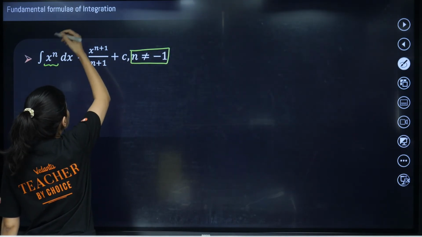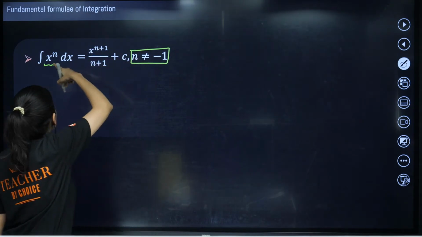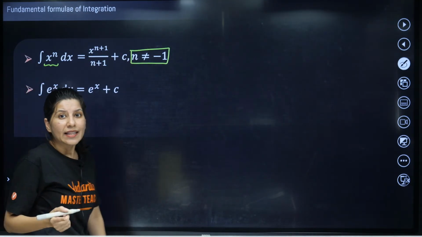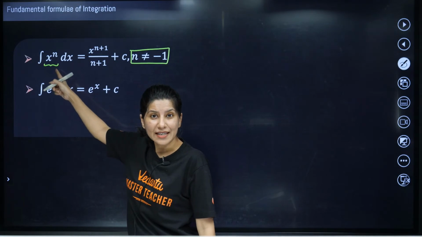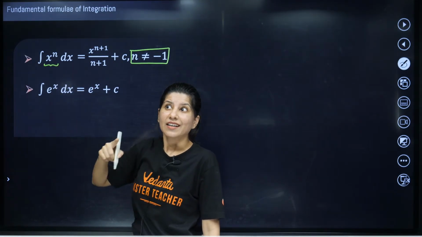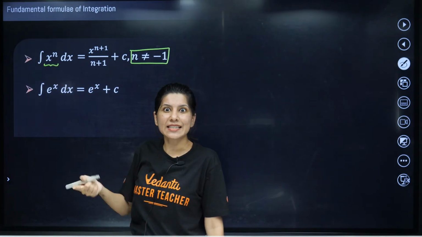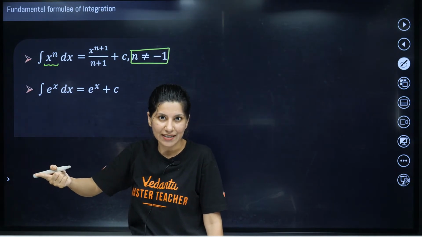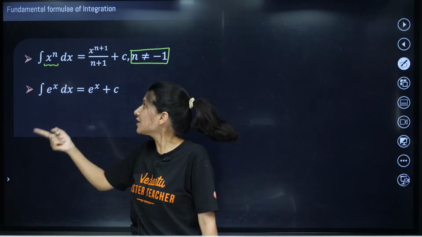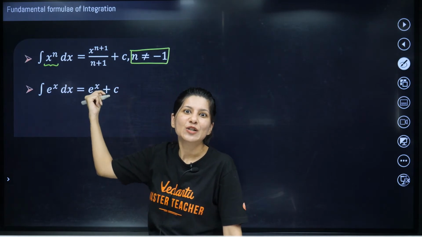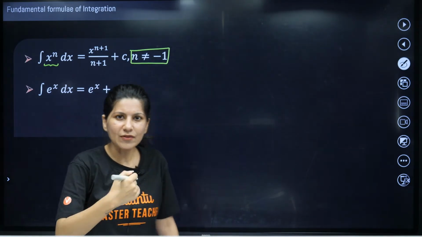Because if n is minus 1, then what will happen? This will become 1 upon x. And you know whose derivative is 1 by x? The derivative of log x is 1 by x, right? That means the integration of 1 by x will be log x. That we will understand.